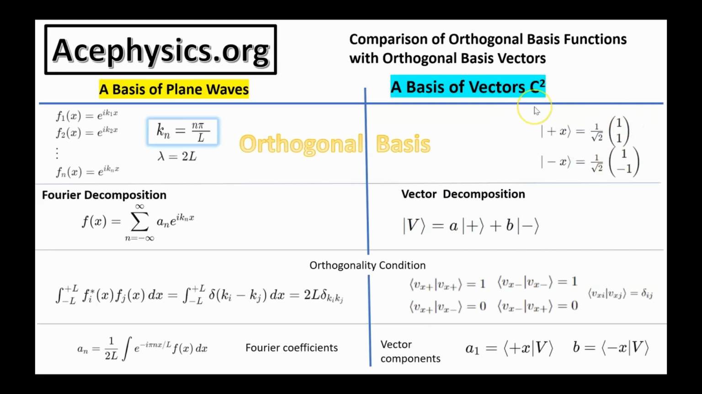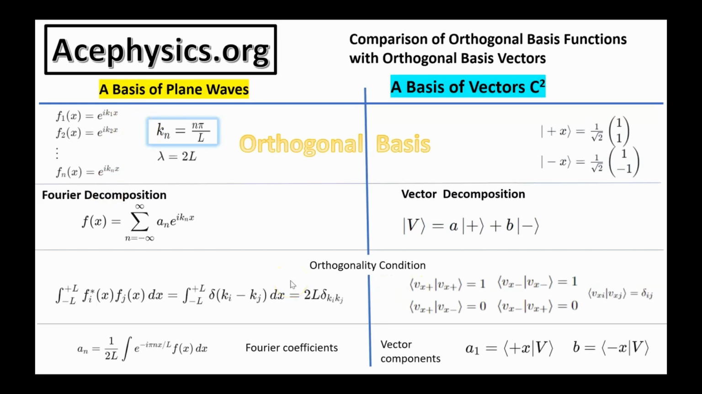On the right, we see a basis of vectors in C2, specifically the sigma x basis. Here, any vector can be decomposed into a linear combination of plus x and minus x. Any vector in C2 can be written as some amount of plus x plus some amount of minus x. Any well-behaved function can be written as a linear combination of these basis functions. There are two basis vectors for this that span the space C2. There's an infinite number of basis functions that span the function space.